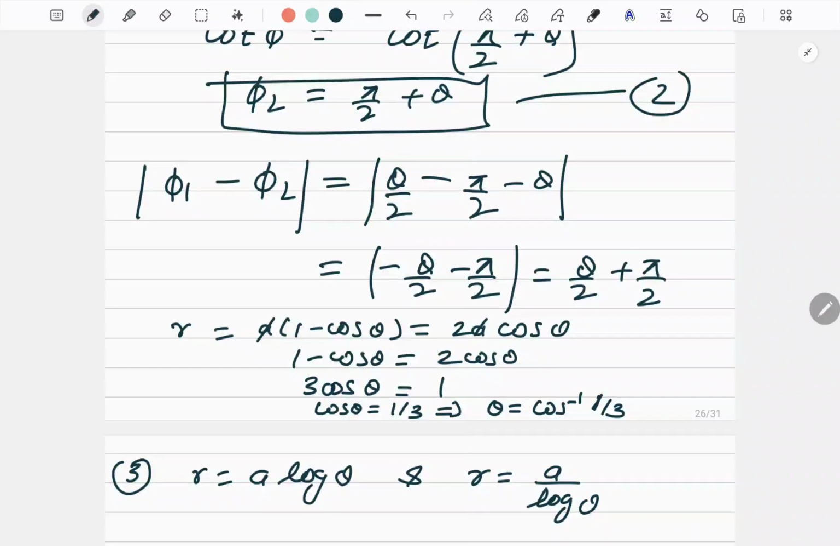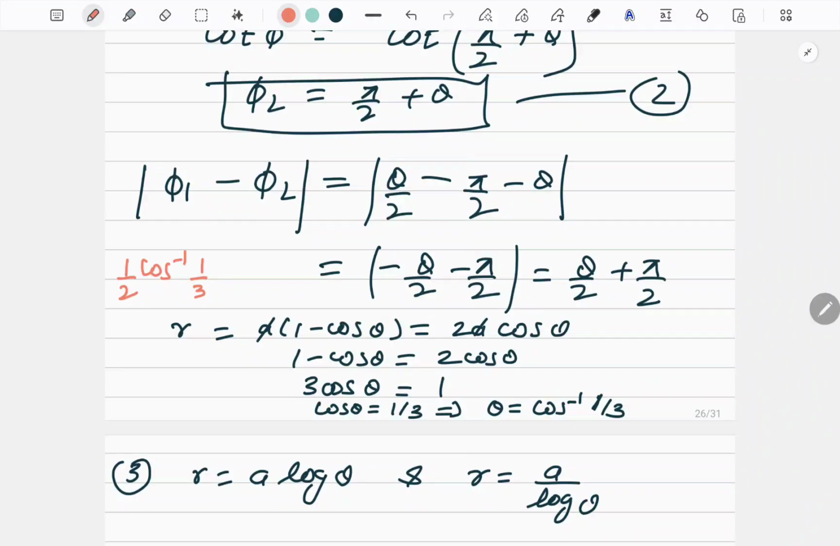Correct? Now go back here, and what will be your answer now? In place of theta, I will write cos inverse 1 by 3. I don't have space, so let me write down the answer here separately. So the angle between the curves is 1 by 2 cos inverse 1 by 3.